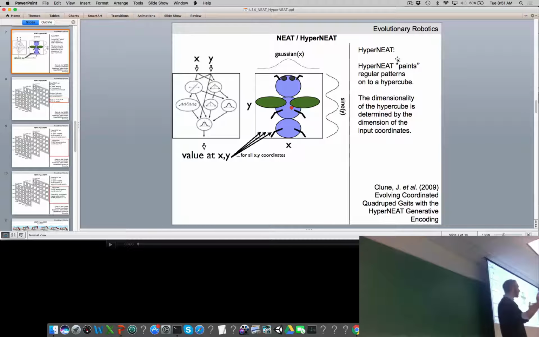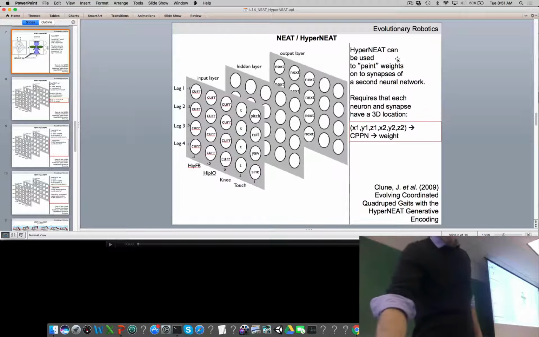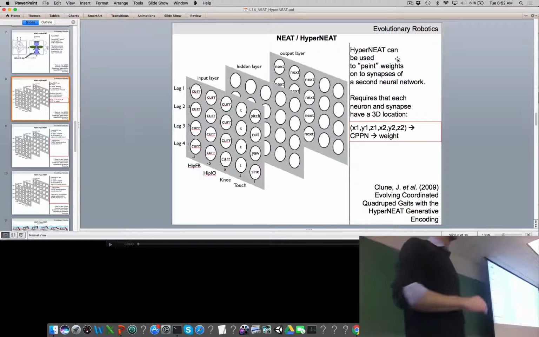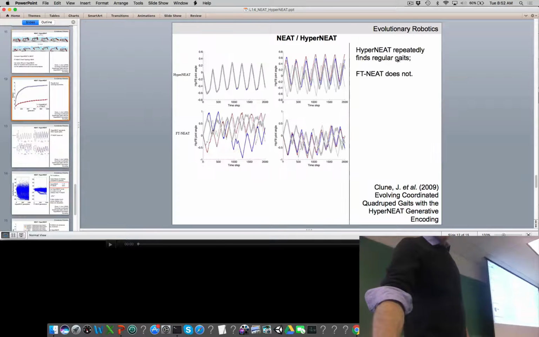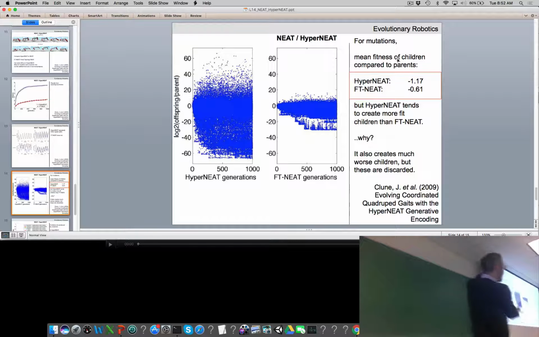Think about the neural networks that you're evolving. You have a 4 by 8 matrix. You make one change to one synapse. That's it, right? You've made one change to that synapse. Here we're making one change to the CPPN, and that might change all of the synaptic weights in this neural network, because the CPPN is painting synaptic weights onto this one, right? So that's why there's a much greater spread in the mutants produced by HyperNEAT than by NEAT.